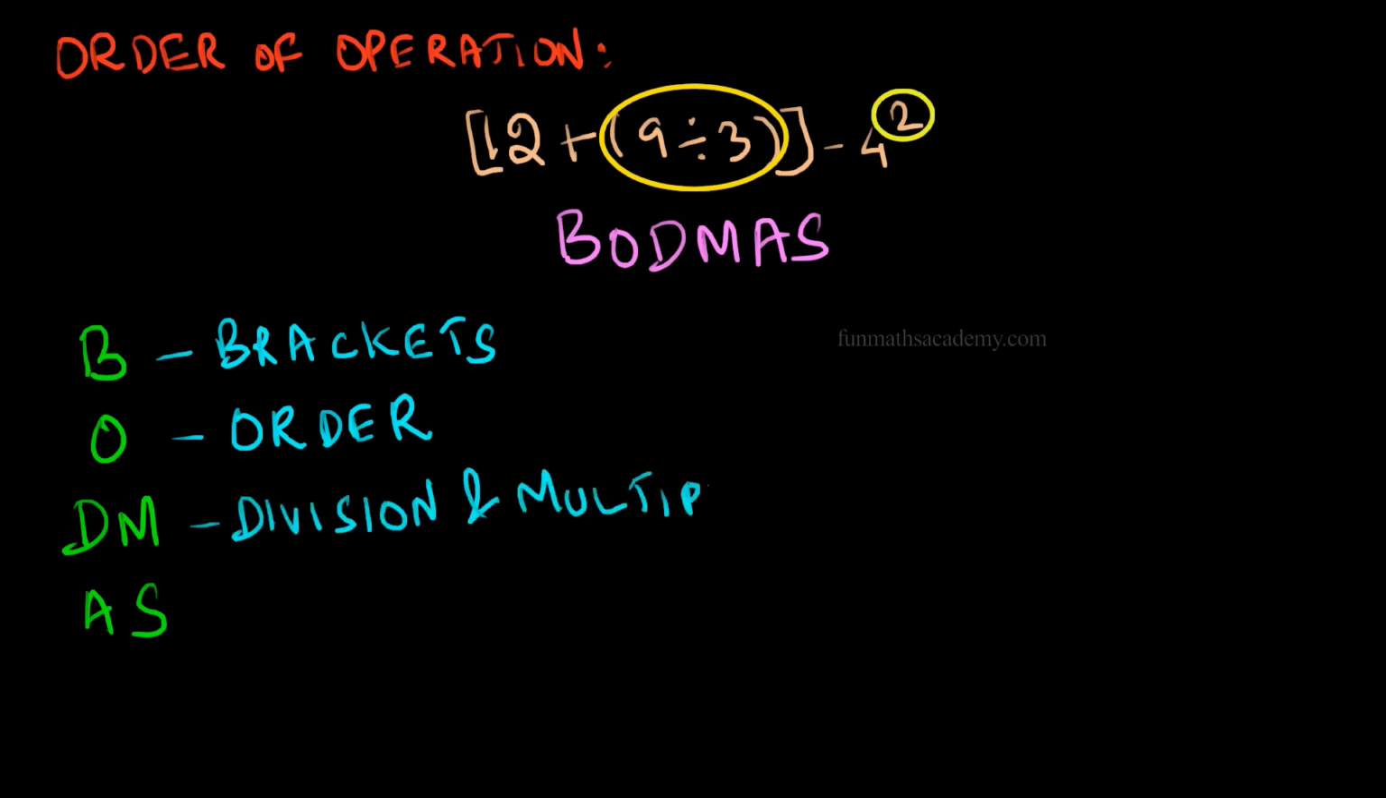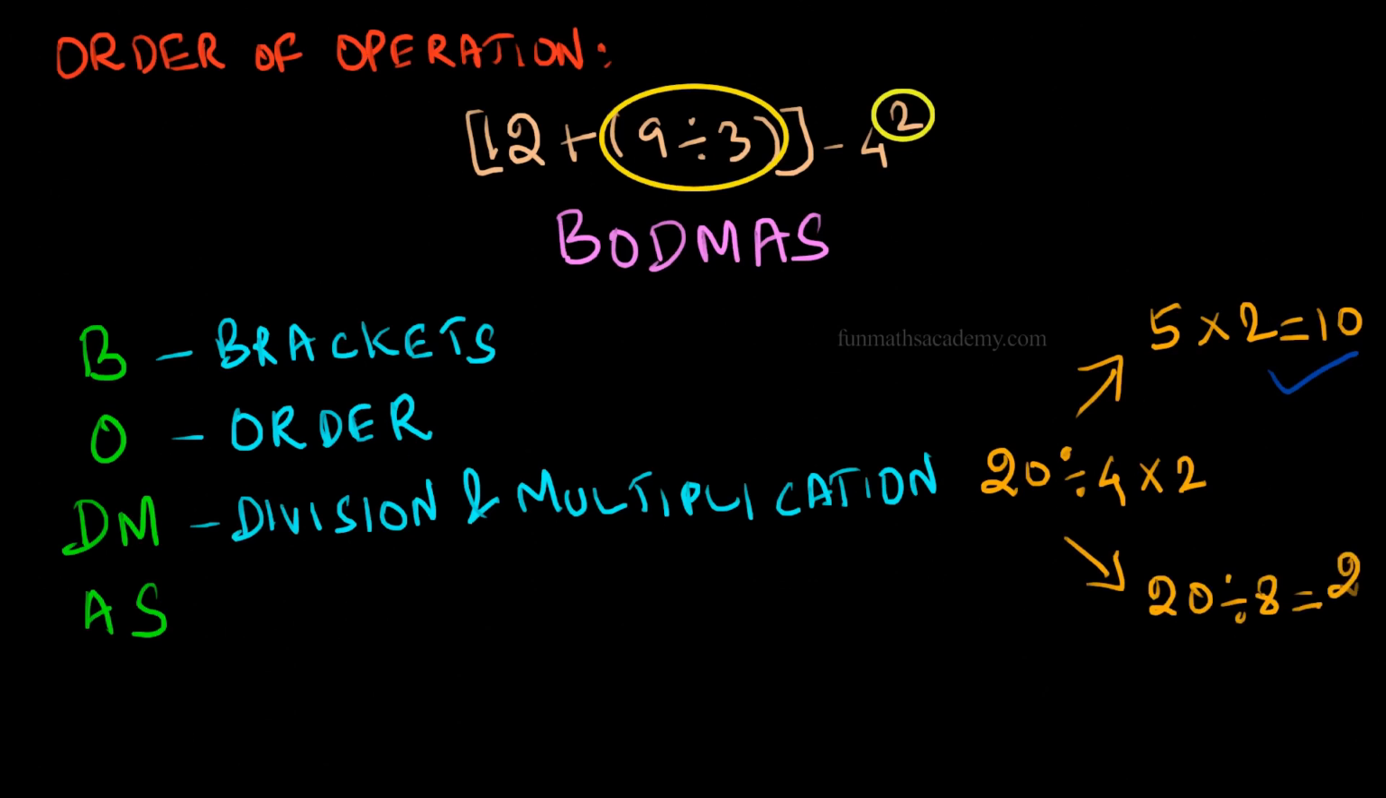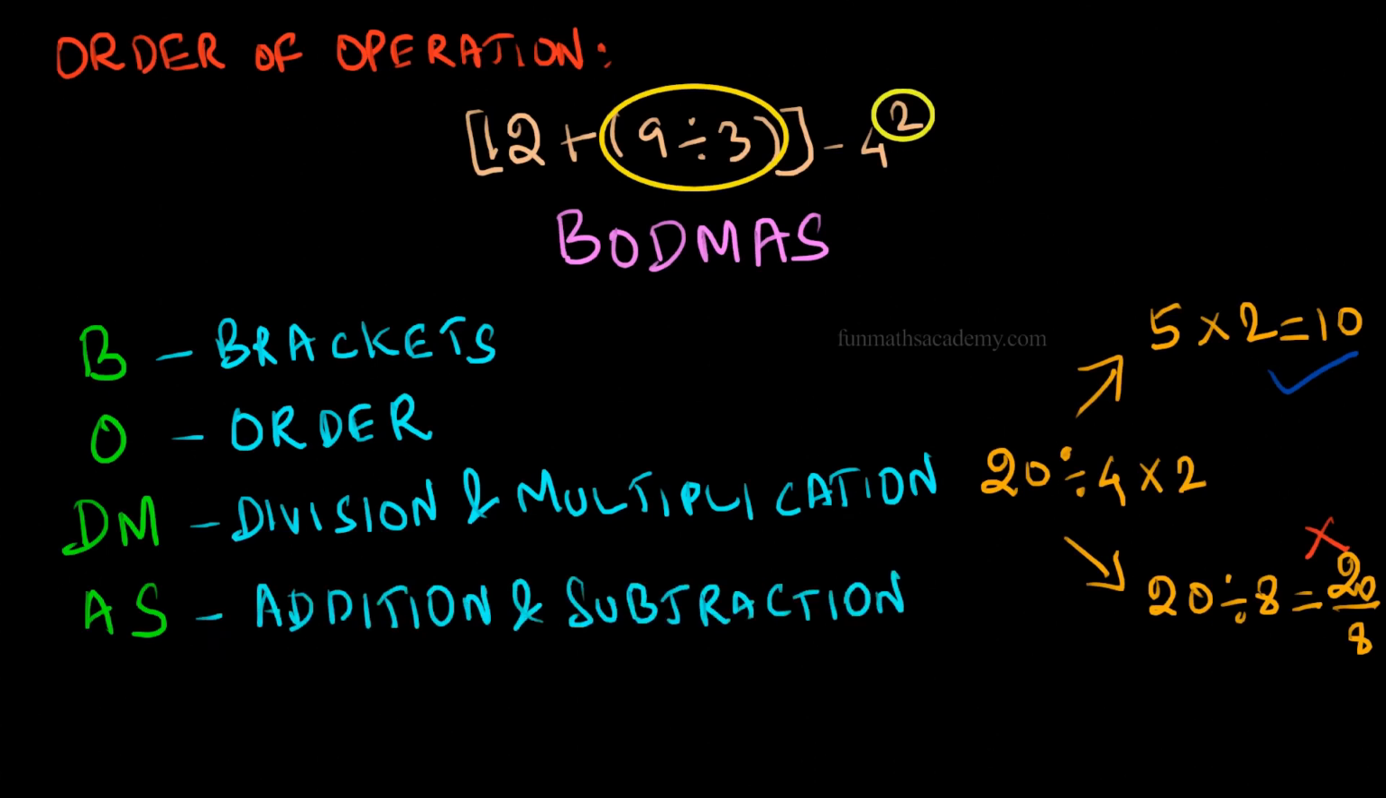Third, DM stands for division and multiplication, which must be performed from the left. This doesn't necessarily mean that division must be performed first and then multiplication. No, not at all. We have to perform whichever operation, either multiplication or division, from left to right of the expression. That's all. Fourth, AS stands for addition and subtraction, which will again be performed from left to right.